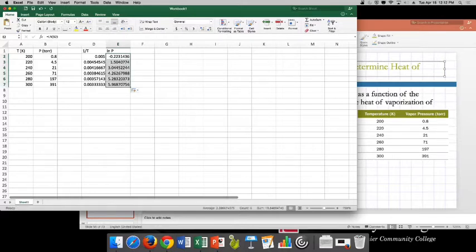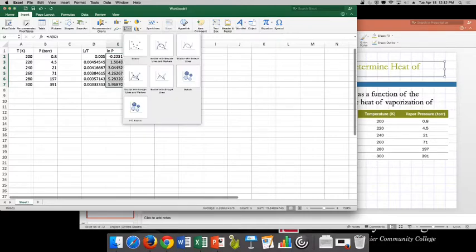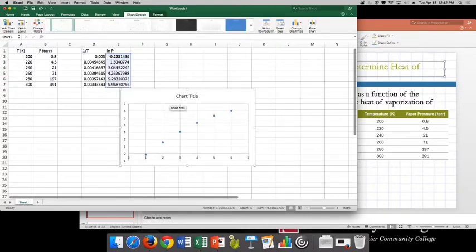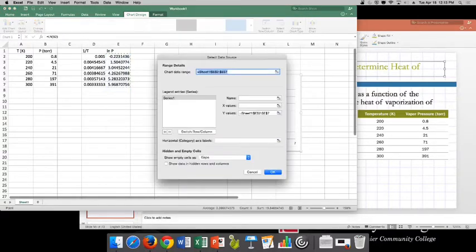So there's the natural log of P. We want to make a graph, so we go up here and we go insert chart. I want a scatter plot. And so what is it graphing here? It's doing funky stuff like it often does. So I'm going to select the data, and this is the data I want.